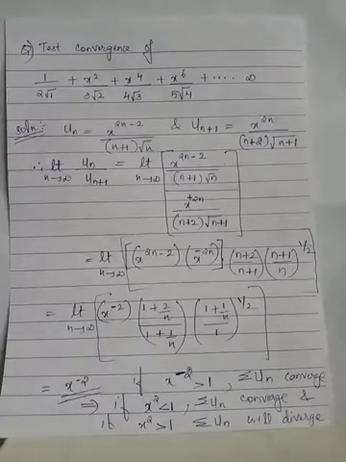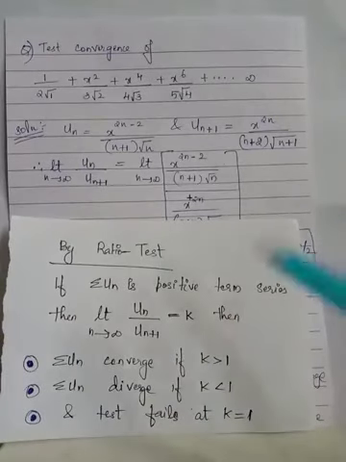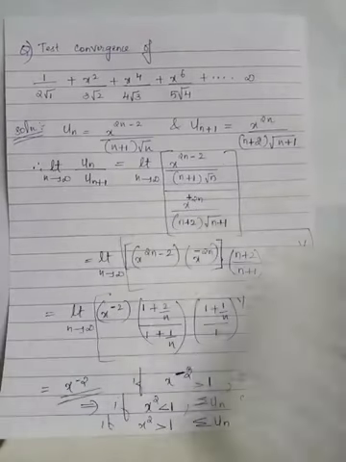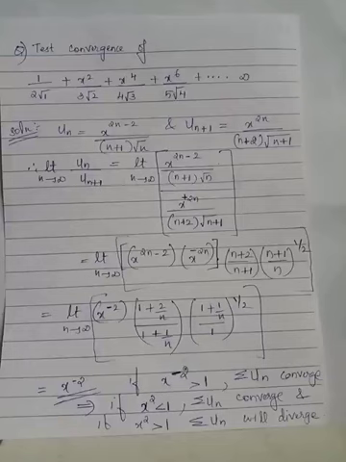This particular series will converge if the limiting value is greater than 1. So we have obtained x raised to minus 2 as the limit. So we are expecting the given series will converge only if x raised to minus 2 is greater than 1, by following the ratio test.